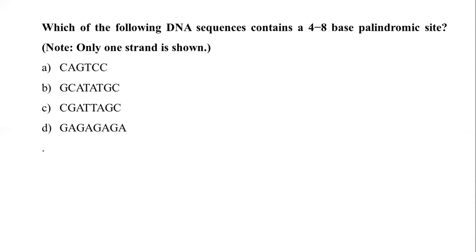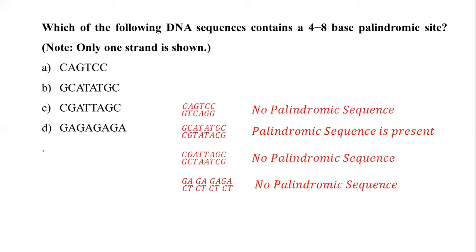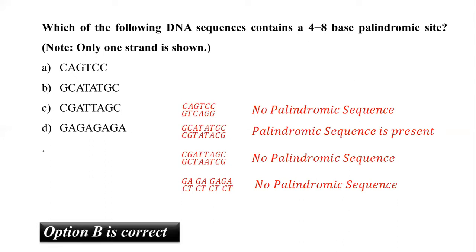The next question is asking which of the following DNA sequences contains a 4 to 8 base pair palindromic site. Since a palindrome is a sequence which is read the same from both directions, we have to check the complementary sequence of the given options. So among these options, in option B, the sequence reads the same in both directions. So the correct answer to this question would be option B.